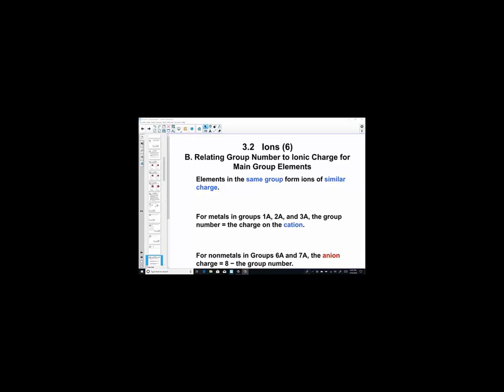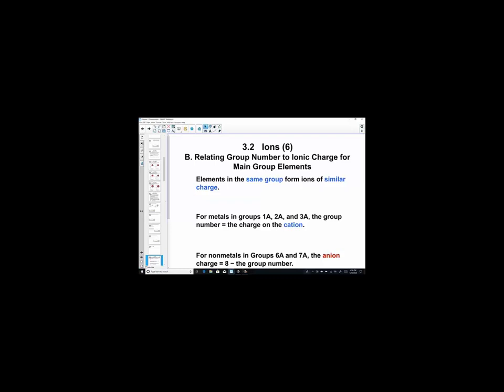Hey everyone, Mrs. Hanson once again, and we're picking up our lessons on ions. And as I said as I concluded the last video, we're going to learn how to use the periodic table to help us predict charges based on their location. So here are some key items as we make our next steps.